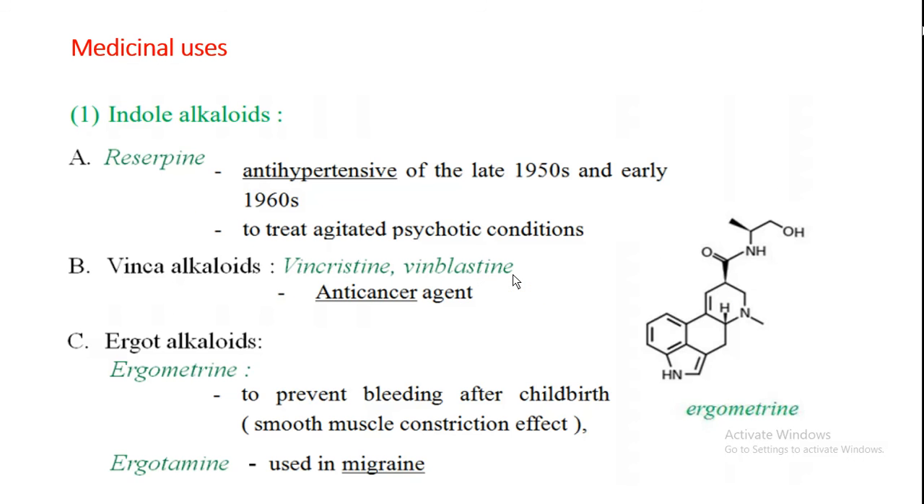So next let us see the medicinal uses. You see indole is mainly available in many various alkaloids. As an indole alkaloid, reserpine, which is an antihypertensive of the late 1950s, early 1960s, used to treat agitated psychotic conditions. Then it is also present in vinca alkaloids like vincristine and vinblastine as anticancer agents. Then ergometrine to prevent bleeding after childbirth. Okay, smooth muscle constriction effect. This is the structure of ergometrine. Then ergotamine, which is used in migraine.